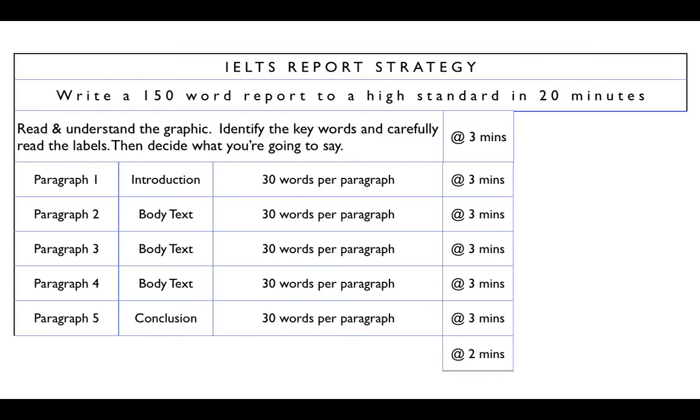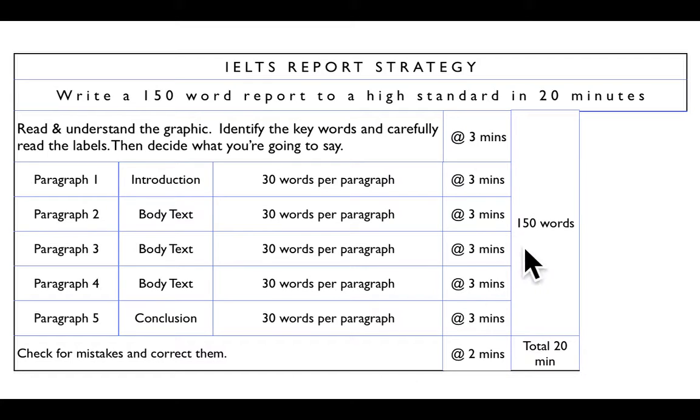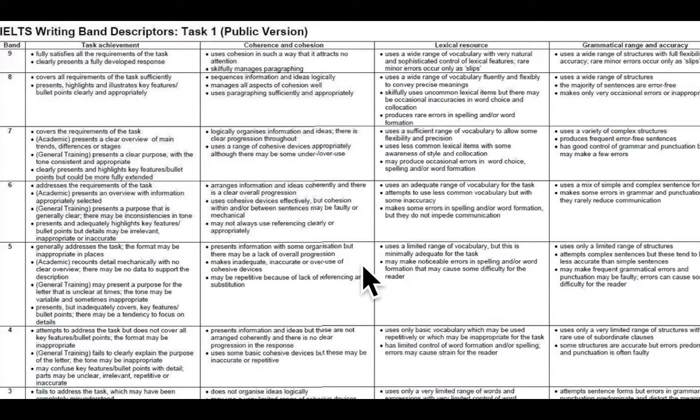For time management, you need about 3 minutes per paragraph and 2 minutes at the end to check for mistakes and correct them. Every mistake that you find before the examiner is another point in your pocket. So that's 150 words done in a total of 20 minutes. According to the IELTS band descriptors of task achievement, grammatical range and accuracy, lexical resource, and cohesion and coherence. Don't worry, I'll explain what all this means.